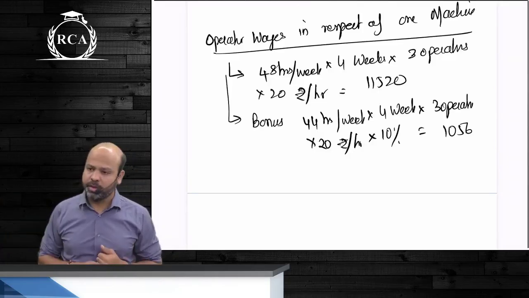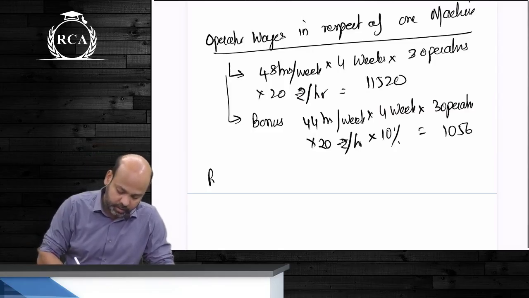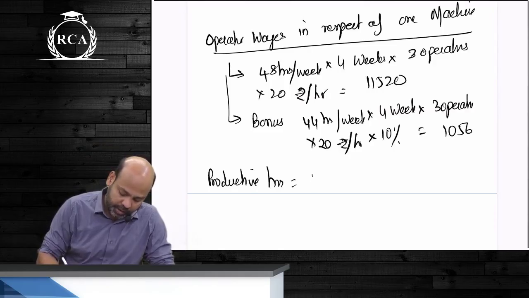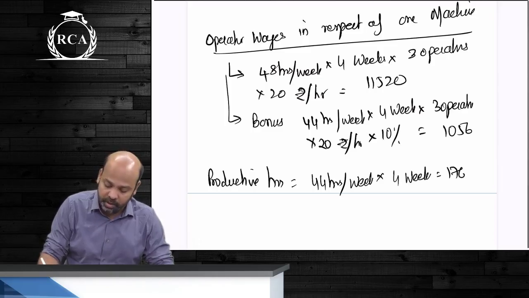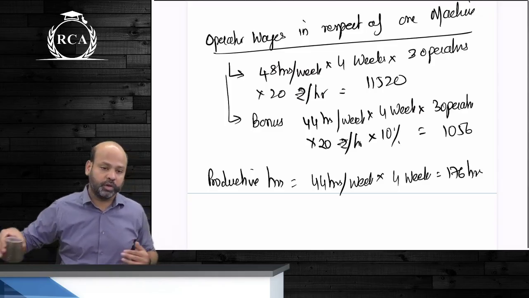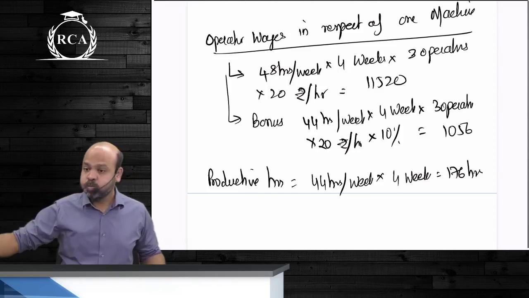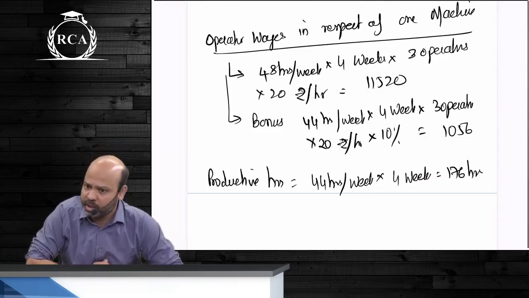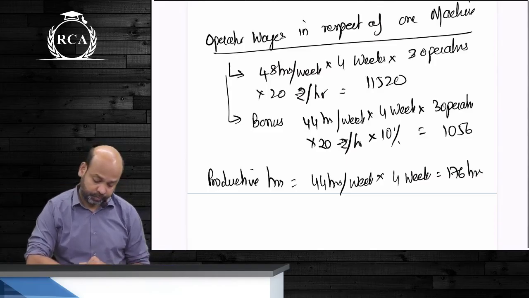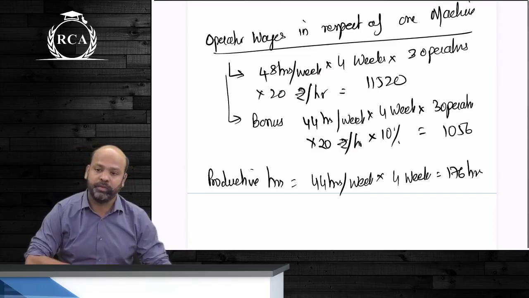Write this down, that's it for now. After this, directly the cost statement. Also write down the productive hours. Productive hours, beta, would be 44 hours per week into 4 weeks, which is 176 hours. So whatever is the final answer, guys, you're going to divide by 176. Tell me, what is the doubt? Productive hours, beta, is 44 multiplied by 4.